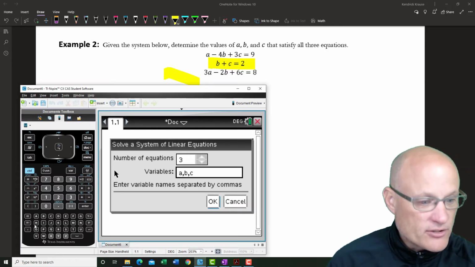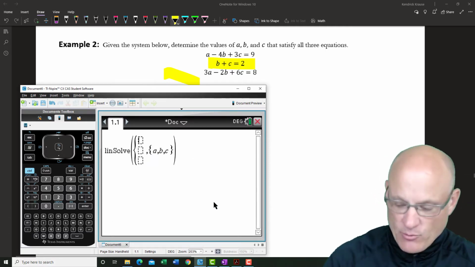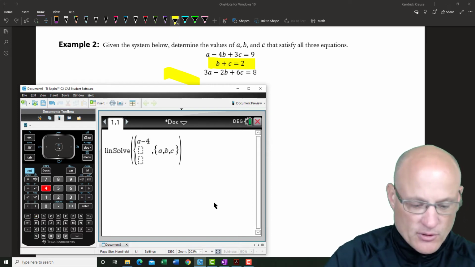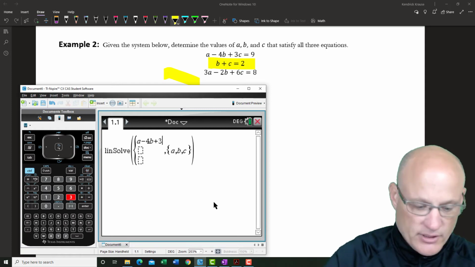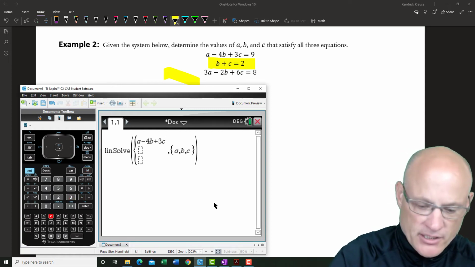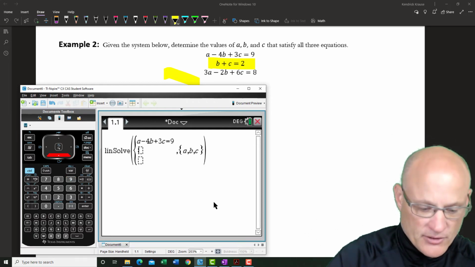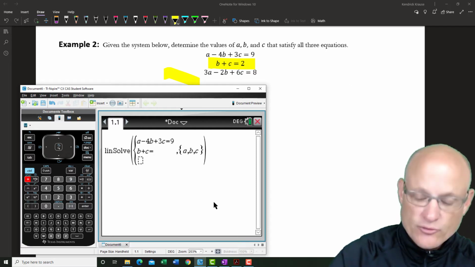It's right here, down here at the bottom, next to the O and below the pi button. So we'll click OK. And we'll do these very quickly. A minus 4B plus 3C equals 9. And then B plus C. So B plus C equals 2.